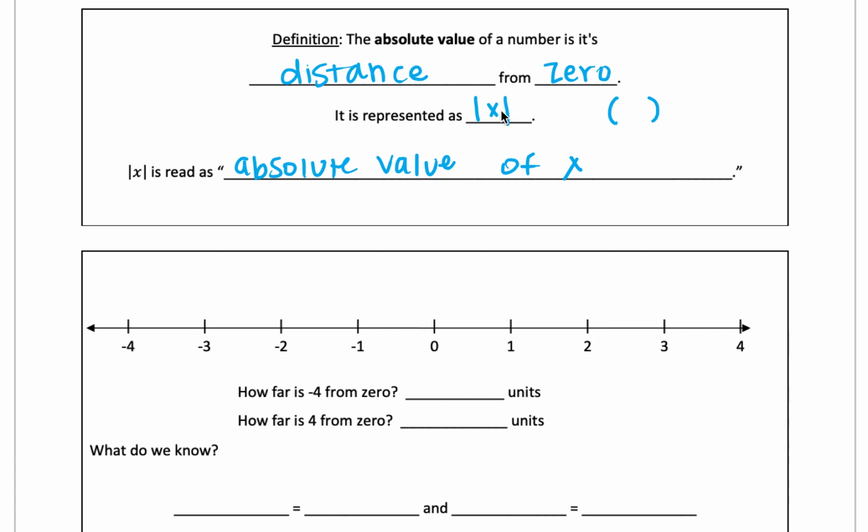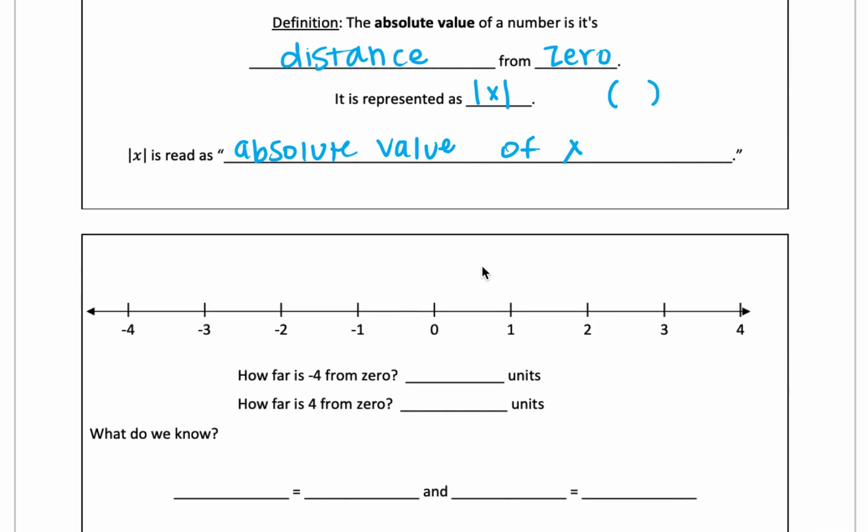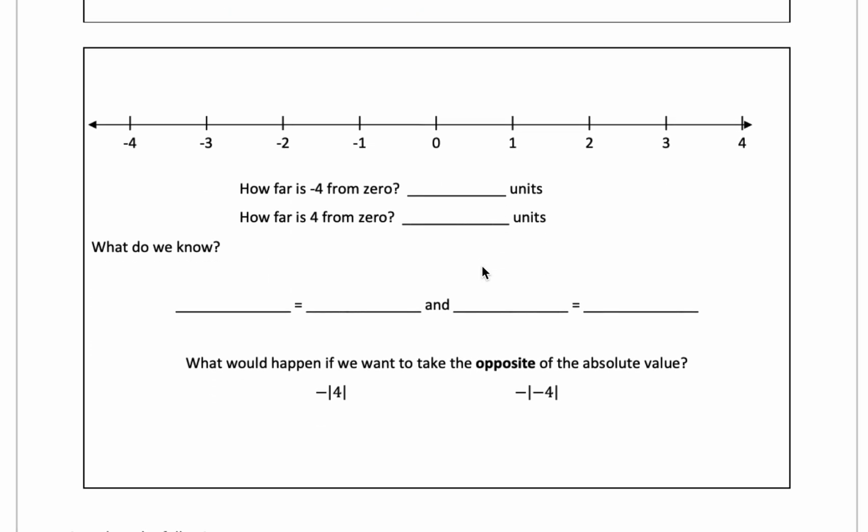So I could put in the absolute value of 2. And 2 is 2 spaces away from 0, so the absolute value of 2 is 2. Or I could take the absolute value of -2, and -2 would be 2 spaces away from 0, so the absolute value of -2 would also be 2. So it's just taking that number, putting it in the bars. It's like a grouping, so it's keeping it all together, and we count how far away it is from 0. So we're going to look at that with the number line to help us visualize it.